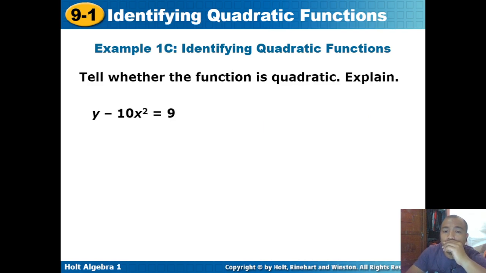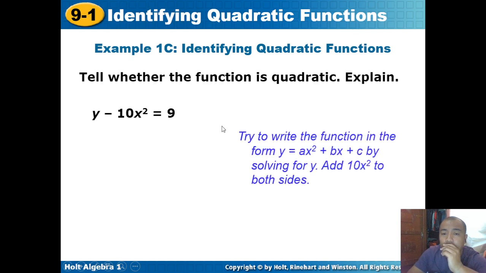How about here? Tell whether the function is quadratic. Explain. y minus 10x squared equals 9. Yes, it is a quadratic function because the highest exponent for the variable x is 2, so it's a second degree equation. So let's first try to write the function in the form y equals ax squared plus bx plus c, which is the general form, by solving for y.